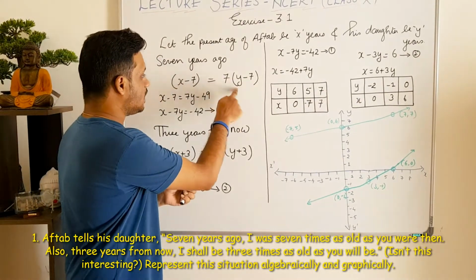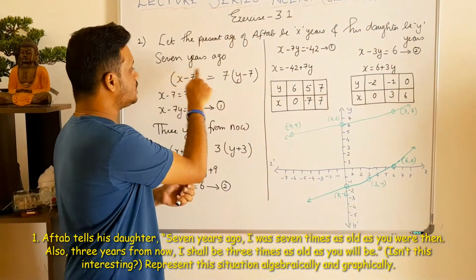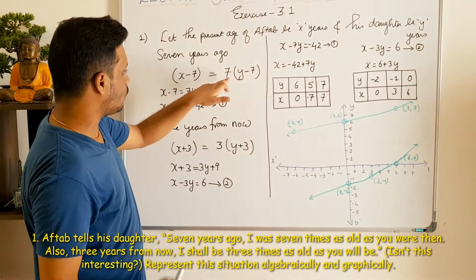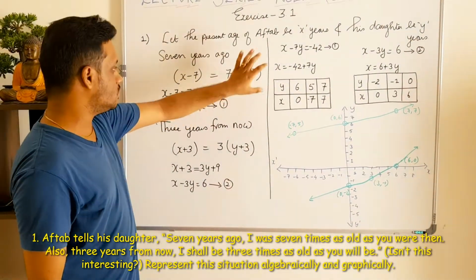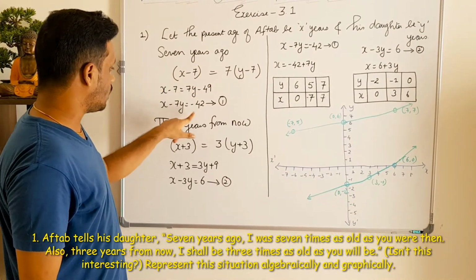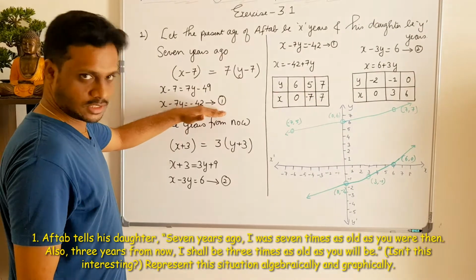And the father says the relationship between them, the father is 7 times that of the daughter at that time. That's why it is x minus 7 is equal to 7 times (y minus 7). So this is the first scenario. So when I simplify this, I get one equation which is x minus 7y equal to minus 42. So this is the first equation.